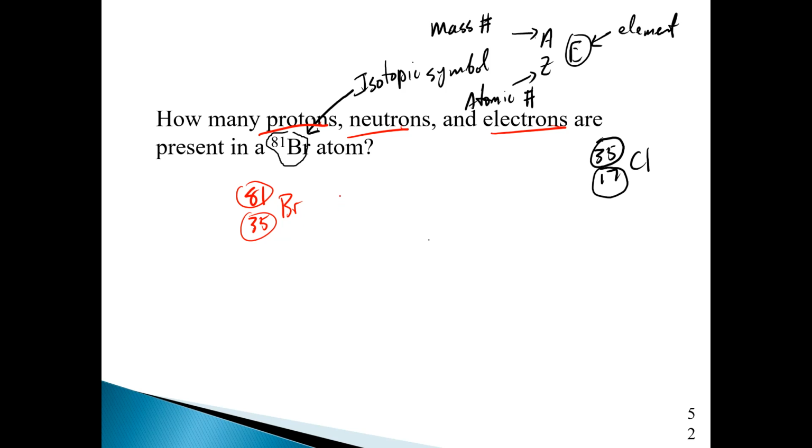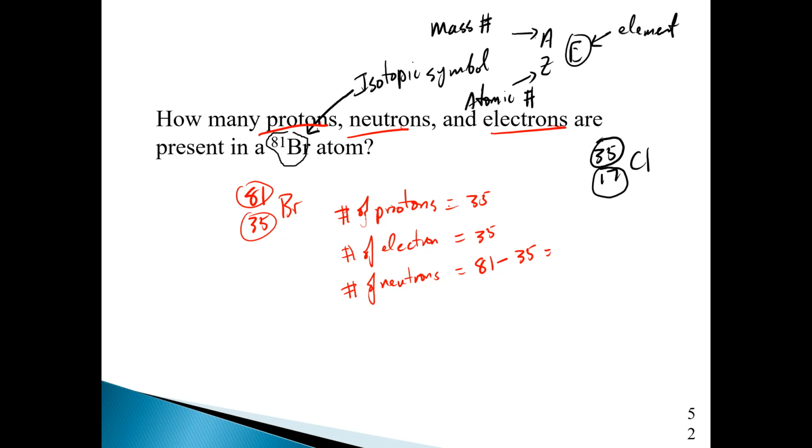So based on the definitions, we know that the number of protons would be equal to 35, and the number of electrons will be the same, because in any neutral atom, the number of protons and electrons would be the same. So now we get to the question of the number of neutrons. And in this case, the number of neutrons will be equal to the mass number, which is 81, minus the atomic number, which is 35, and 81 minus 35, I'm too lazy to work that out in my head, so I'm just going to use my trusty cheap calculator here, and the answer here would be 46.